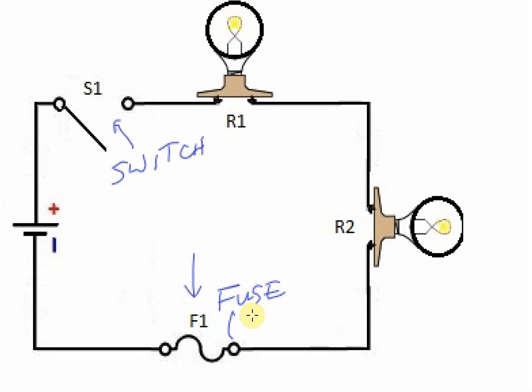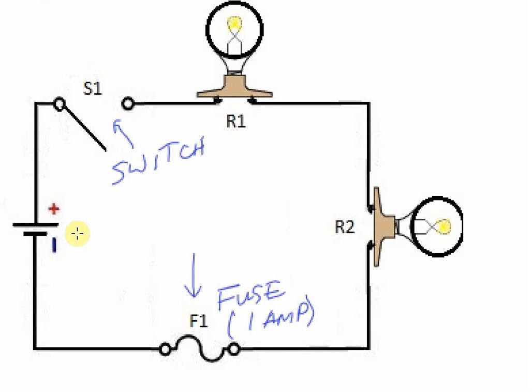So for instance, if this fuse is rated for 1 amp, then if the circuit current goes above that value, this fuse will blow or open, and it creates an open circuit, and when that happens, no current can flow.